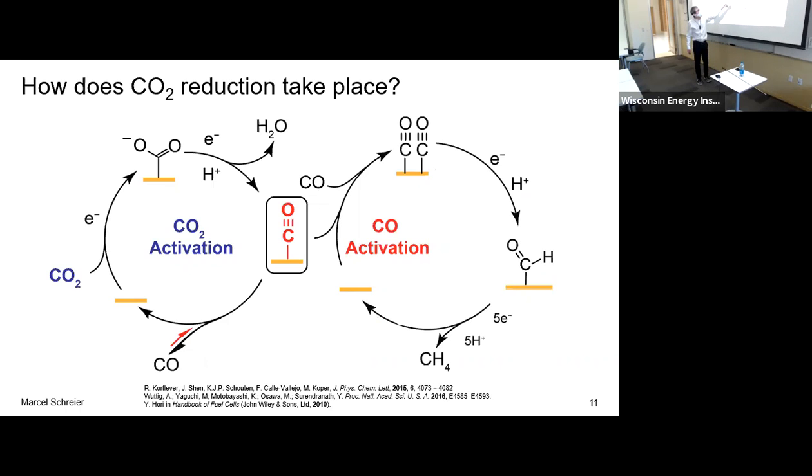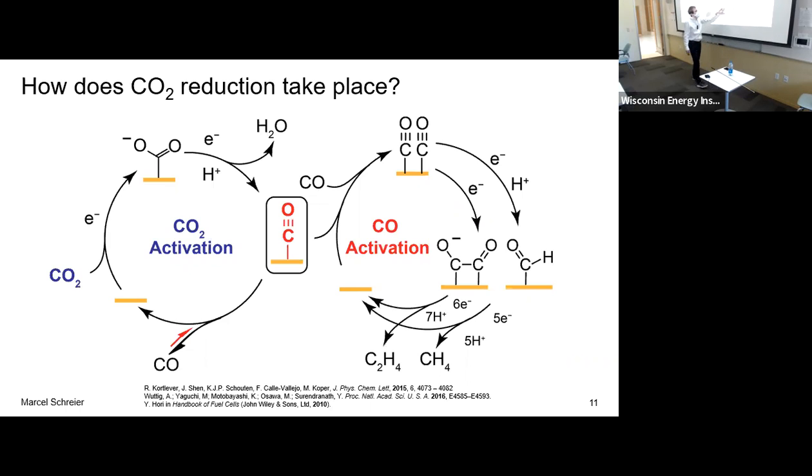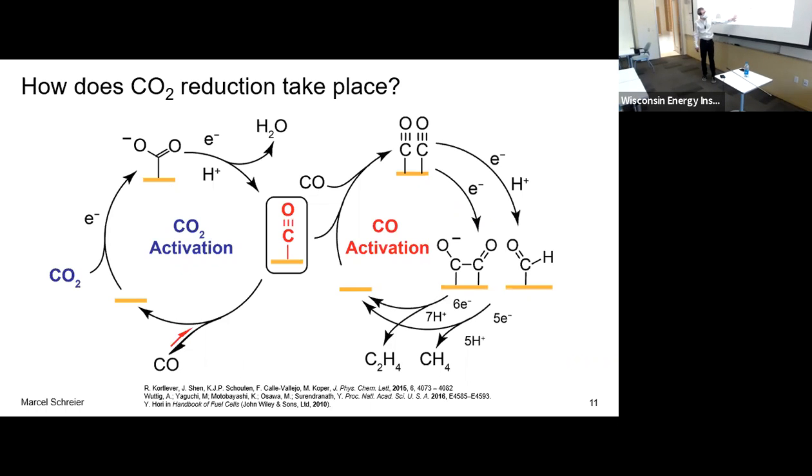But we can even do more. Two neighboring carbon monoxide species can undergo an electron-mediated dimerization, leading to a dimer of carbon monoxide, which is negatively charged, which subsequently, after further electron and proton transfers, can form ethylene, one of the key intermediates in the chemical industry. So again, we have a pathway that allows us to use electricity to transform carbon dioxide all the way to ethylene, one of the most important chemical feedstocks.